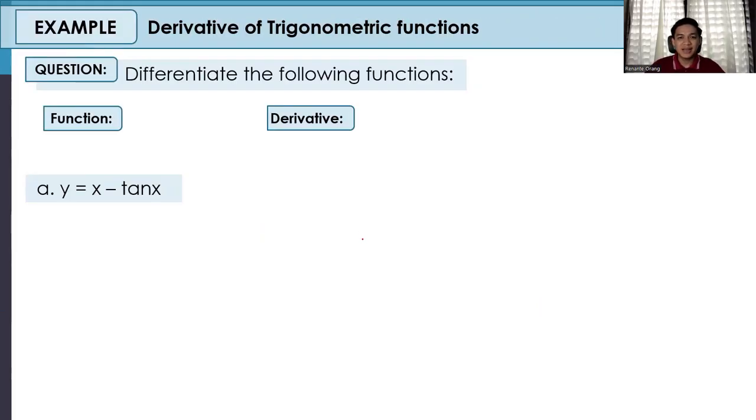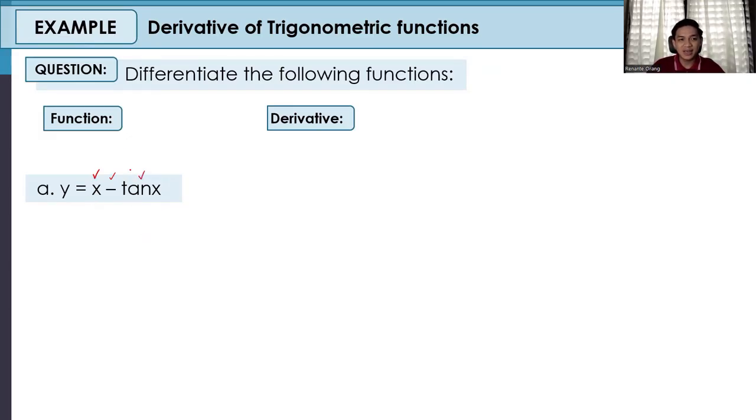First example natin, class, is y is equivalent to x minus tangent of x. Take note, for this example, we will be using constant multiple rule for our x, and then sum and difference rule kasi meron tayong operation sa gitna, and then trigonometric rule for our tangent x.